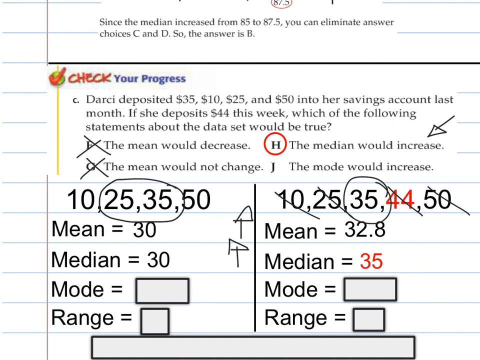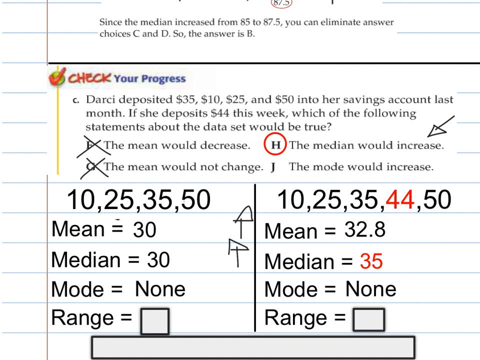Looking at our mode, we're trying to find which one shows up the most. In our original data set without that $44 deposit, I don't see any numbers that come up more than once. So there is no mode in our original data set. In our new data set with that $44 deposit, again, no numbers show up more than once, so there is no mode. So we could cancel J. We know it could not be J because we don't have a mode, so it could not increase.